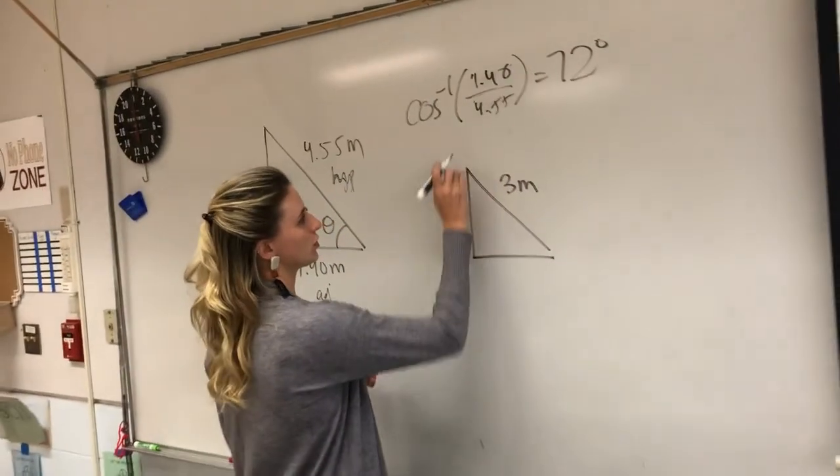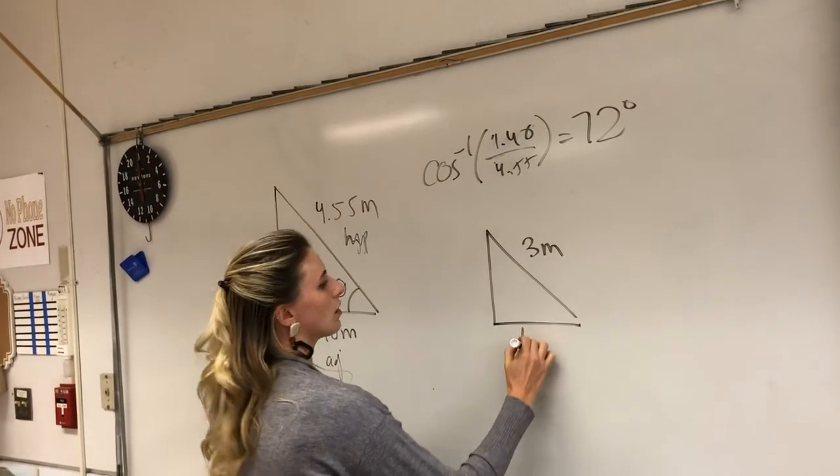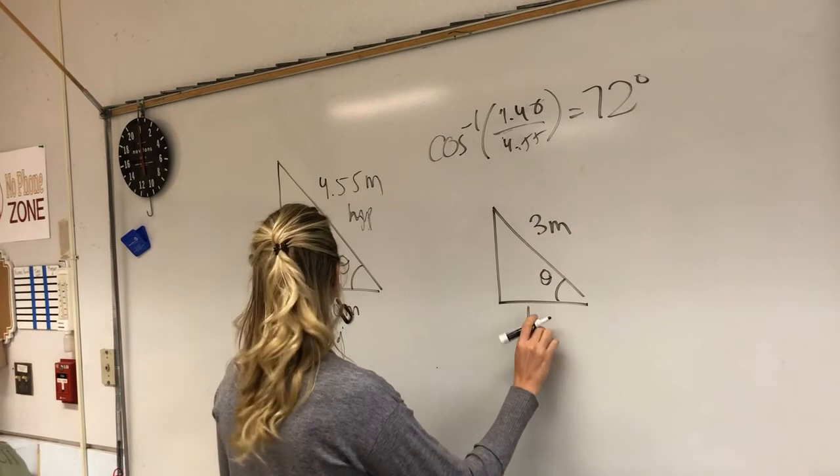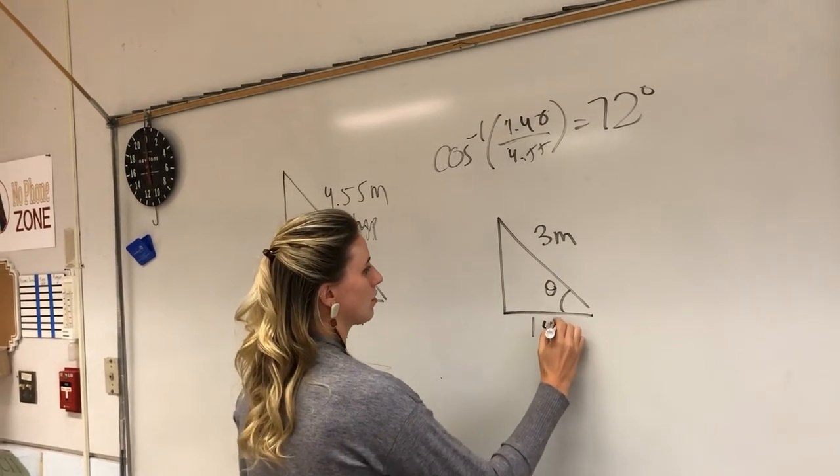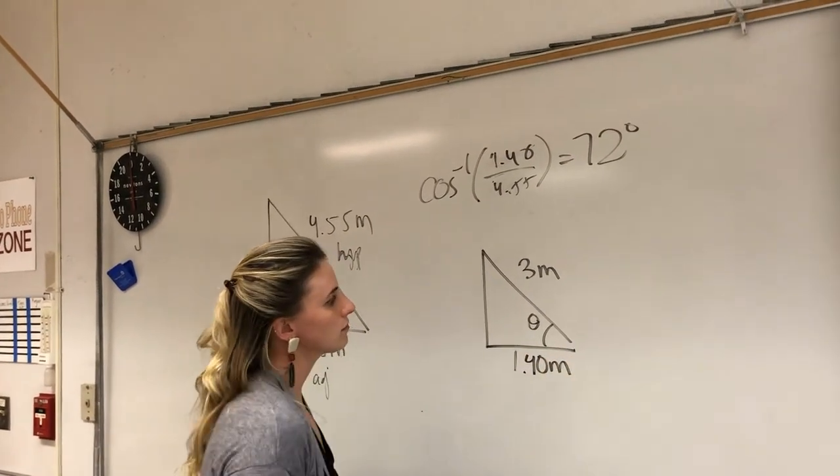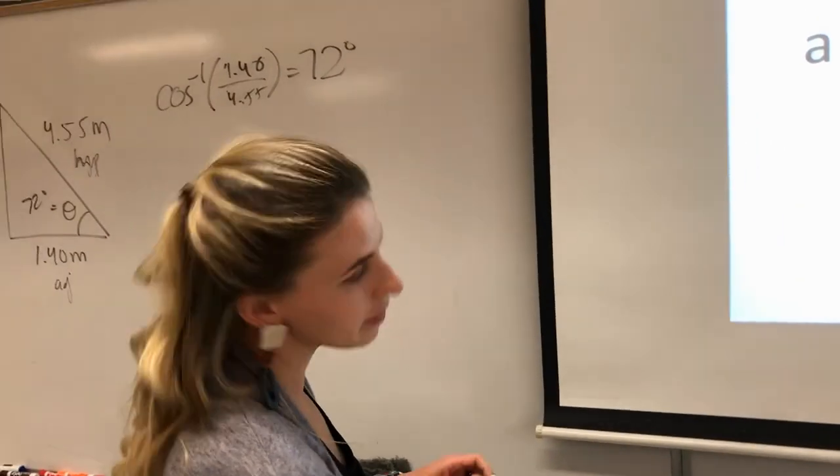So now we're only climbing 3 meters. So from here to here is 3 meters. But the angle's still the same. And also, this is still the same. Okay. What can we know? What can we calculate?